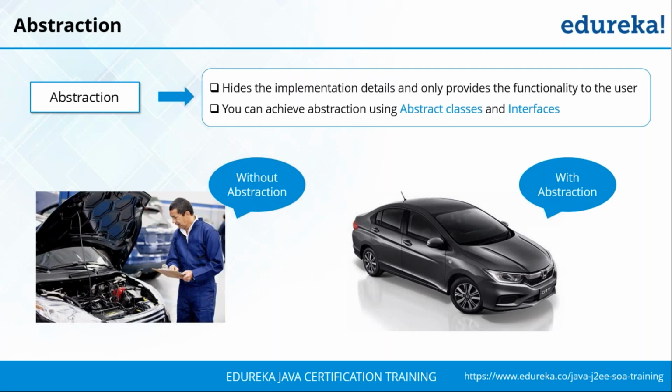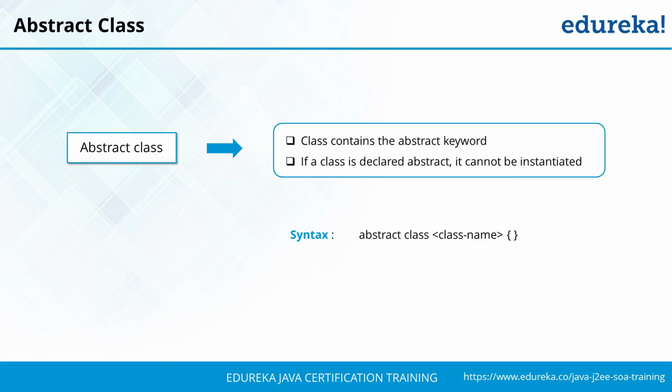So how can you achieve this? You can achieve this by using an abstract class and interface. Let us discuss what they are. An abstract class is a class which has the abstract keyword to it. In these classes, you cannot instantiate or create an object. It may or may not contain abstract methods. Now what exactly is an abstract method? An abstract method is a method without a body. Here you can see my syntax, where abstract is my keyword followed by the name of the class. Also keep in mind that if a class has at least one abstract method, then the class must be declared as abstract. Again, if the class is declared abstract, it cannot be instantiated.